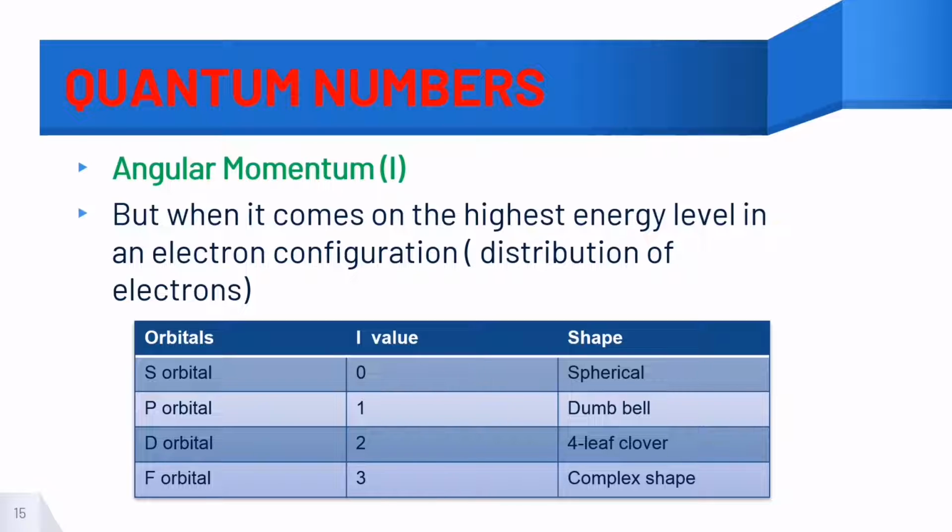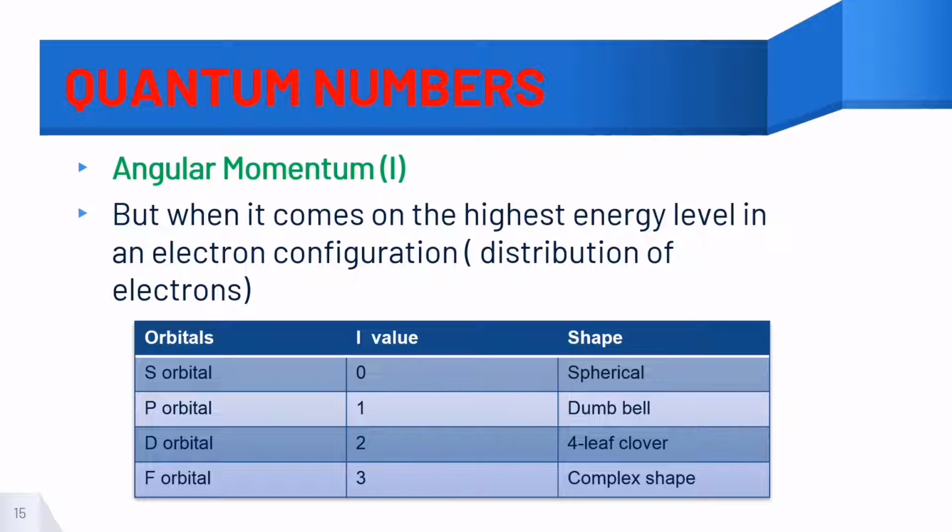If the s orbital is in the highest energy level, the value of l is equal to 0, wherein the shape of this is spherical. If the p orbital is in the highest energy level, the value of l is equal to 1, wherein the shape of this is dumbbell, but it extends into 3 axes.